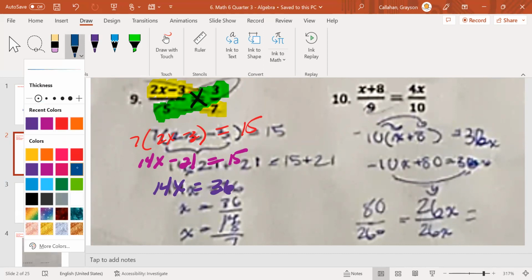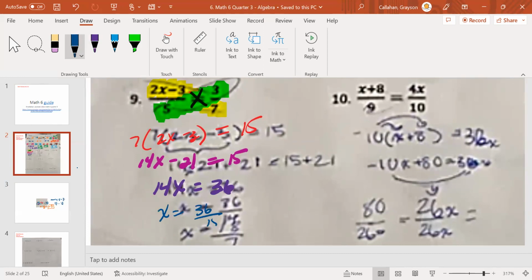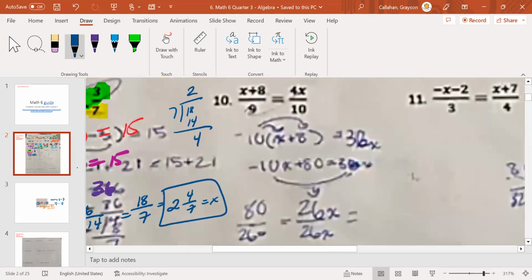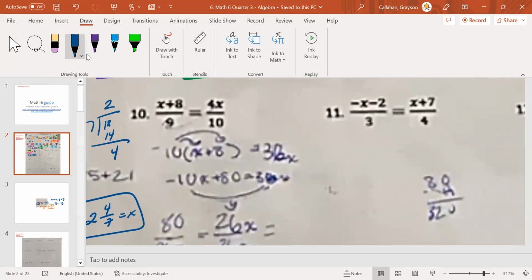You're going to get 14x equals 36, right? Divided by 14, x equals 36 divided by 14. They're both even, so you know you can always divide it by 2. Half of 36 is going to be 18. Half of 14 is 7. That's as low as you can go. So if you write this into a proper fraction, 7 times 2 is 14. So you should have 2 and 4 over 7 equals x. This is your answer. That's number 9. Now, I want you to try number 10 and number 11 on your own.